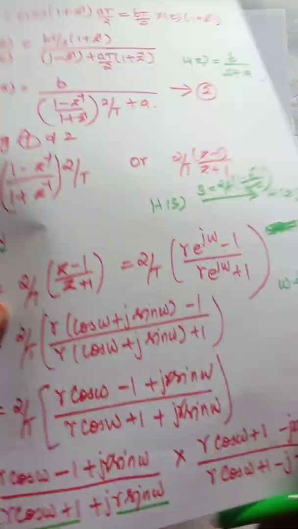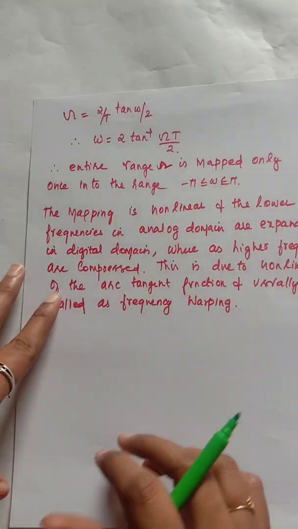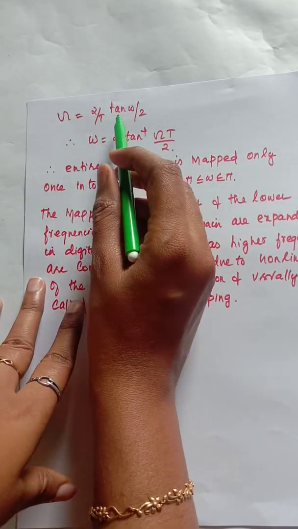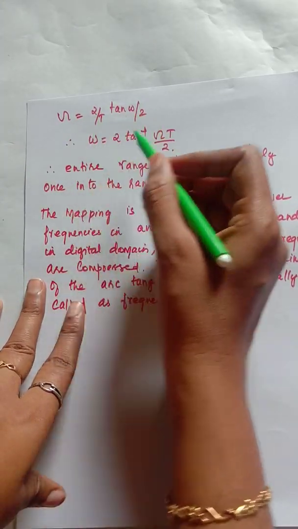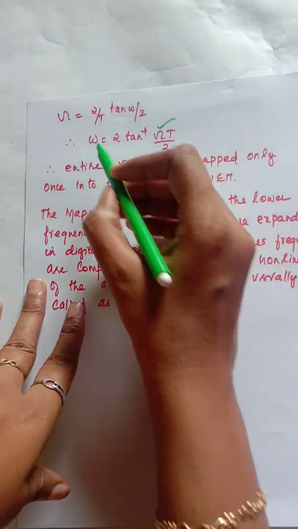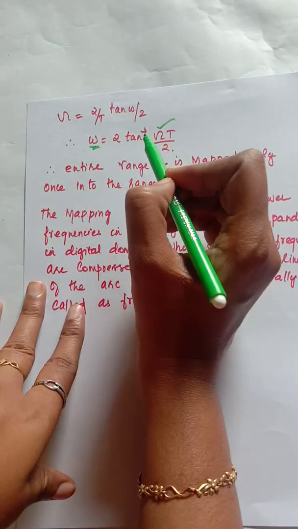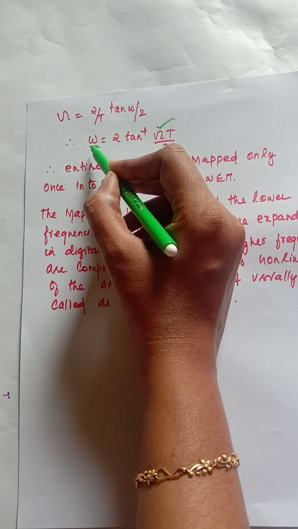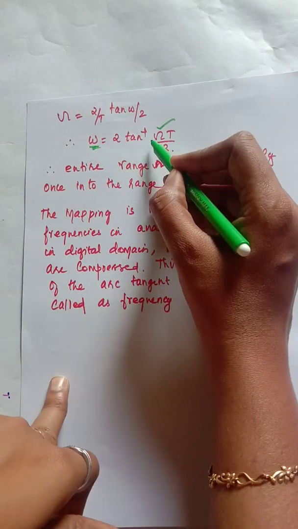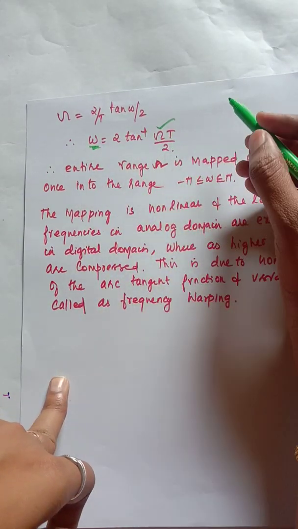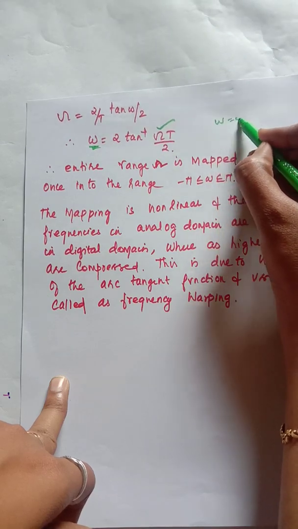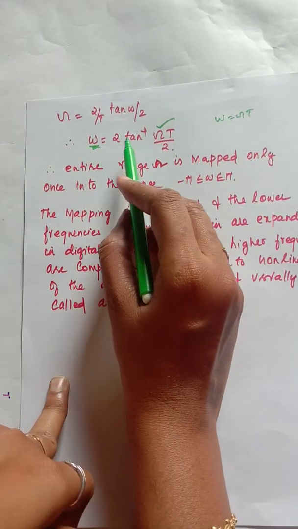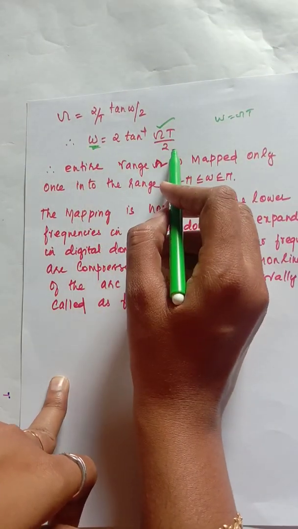So what you will get is, one second, you will get ohm is equal to 2 by t tan omega by 2. So we know the analog frequency, we need to find out the digital frequency alone. So digital frequency omega is equal to 2 tan inverse of ohm t by 2. There we got omega is equal to ohm t. Now we got omega is equal to 2 tan inverse of ohm t by 2.